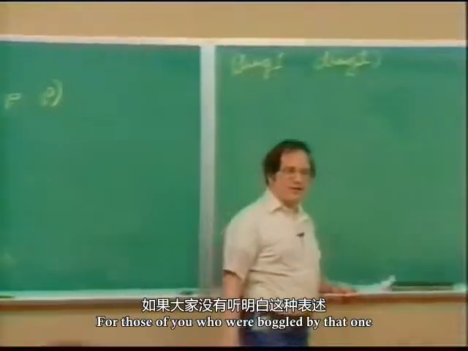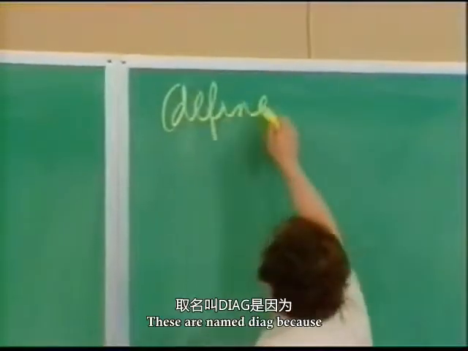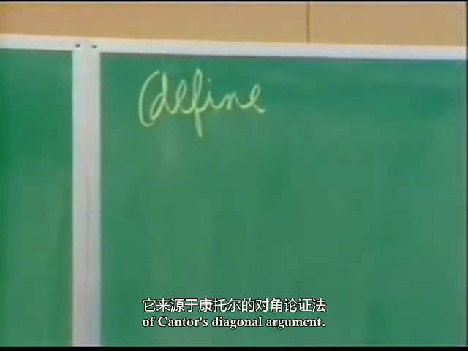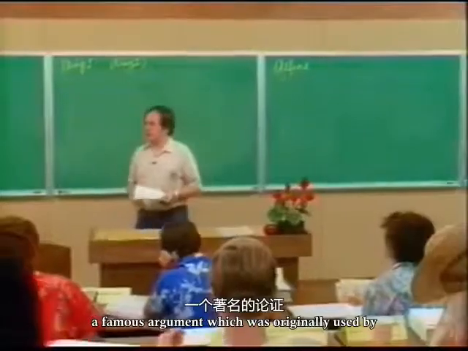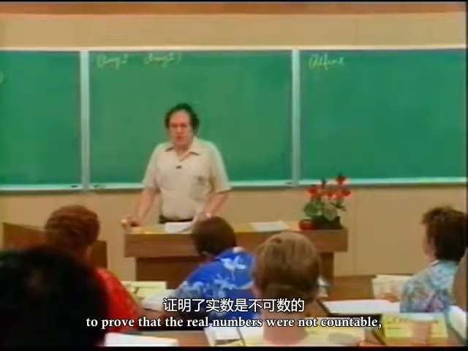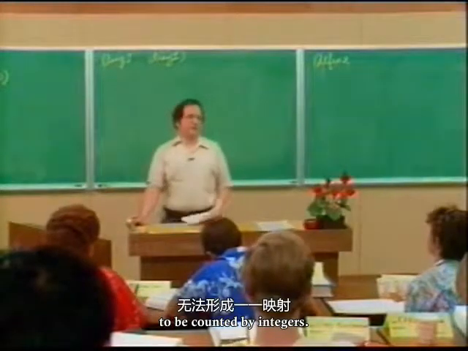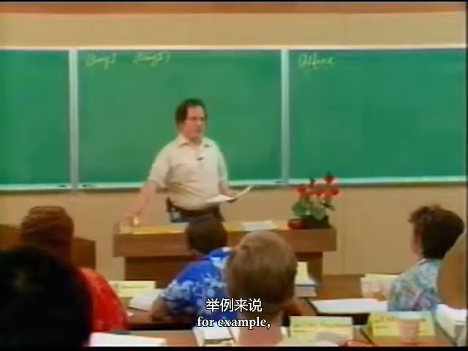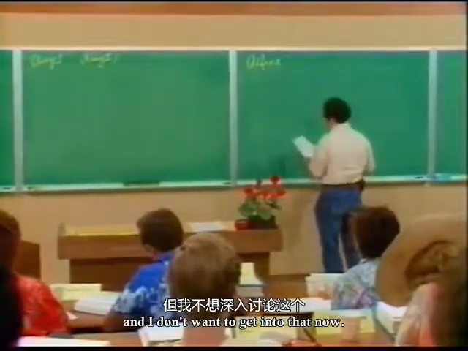For those of you who were boggled by that one, I'm going to say it again in a different way. Just one more alternative. Let's define diag2. These are named diag because of Cantor's diagonal argument. These are instances of a famous argument which was originally used by Cantor in the late part of the last century to prove that the real numbers were not countable, that there are too many real numbers to be counted by integers, that there are more points on a line, for example, than there are counting numbers. It may or may not be obvious, and I don't want to get into that now.